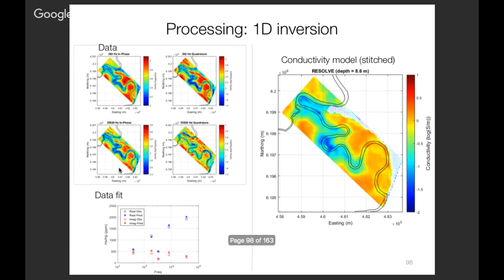Now we do the interpretation inversion. So this is going to be a 1D inversion. So it ends up giving us a result that looks like this. So this is the electrical conductivity at about 8 meters depth. And we've got some high values through here and some low values out through here.